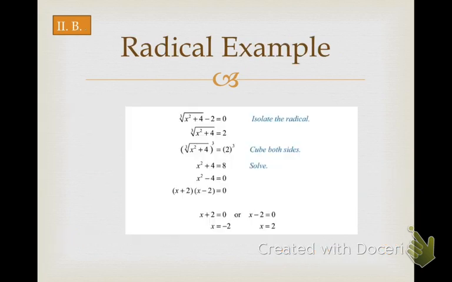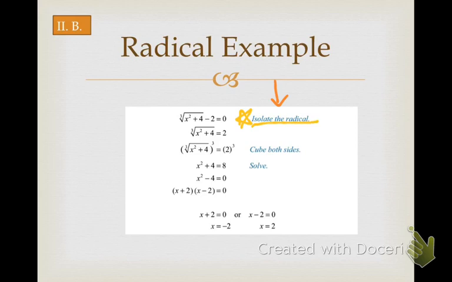Here's an example of a radical equation being solved. You can see that since it has the cube root, both sides are being cubed. When you write down this example, I would highly recommend you write down this commentary so that you can star this, where you have to isolate the radical first. Very important.